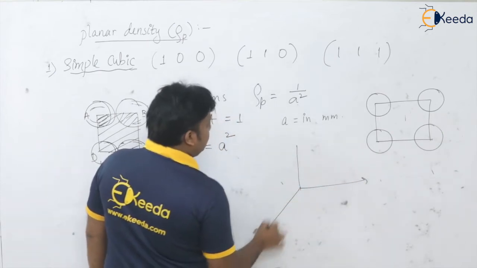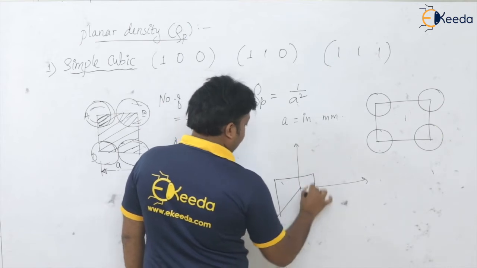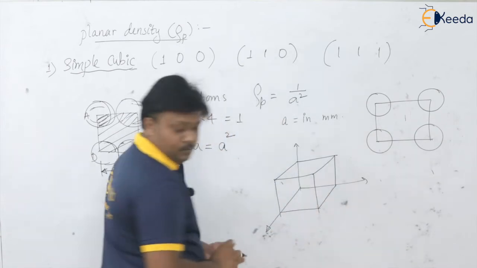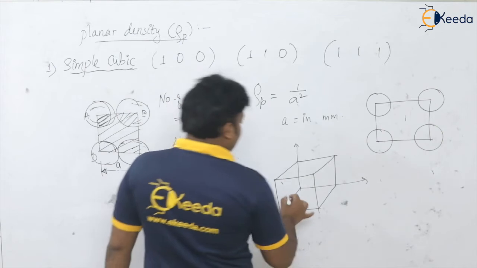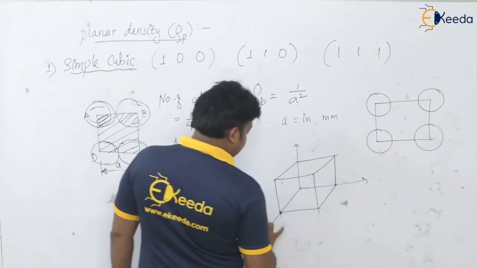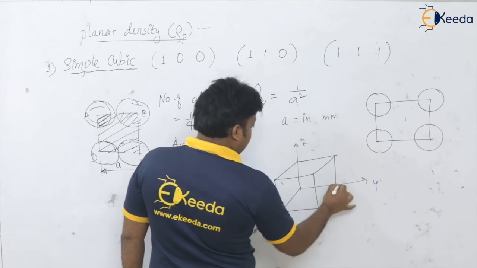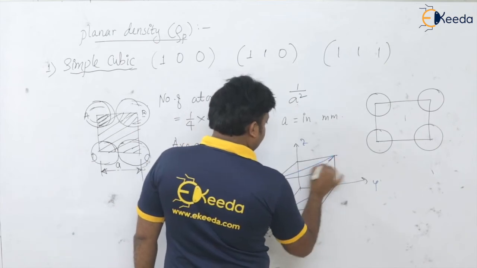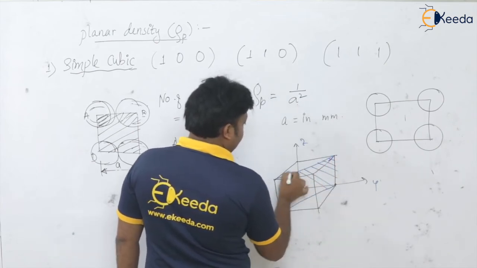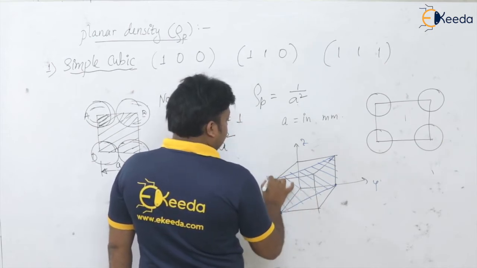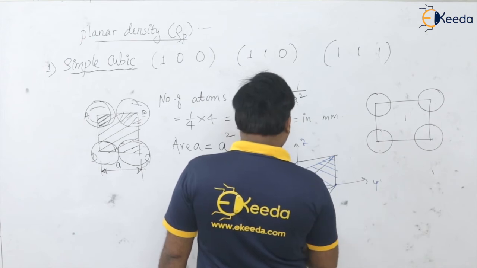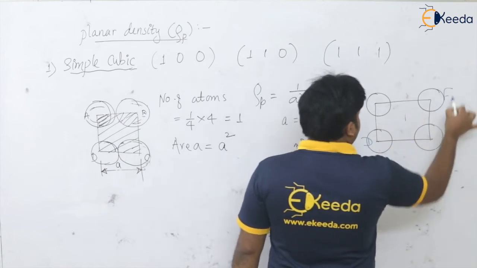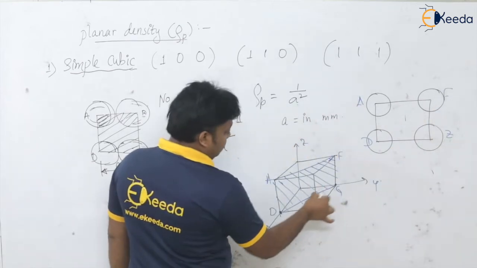I will draw here a plane 110, so later you will not have any problem. Okay, so this is x, y, z, plane 110. So take the parallel. So this is our plane 110. What is the name of the plane? This is A, D, F, G. What is the name of the plane? A, D, F, G.